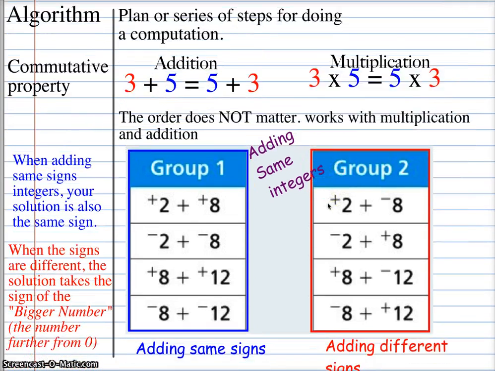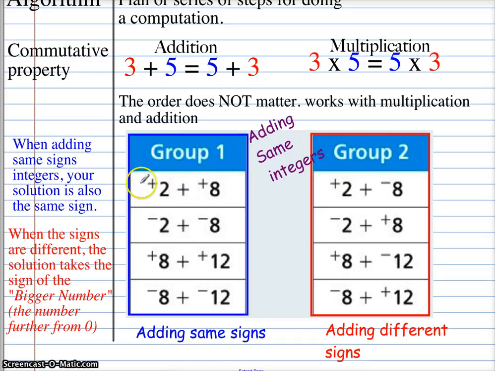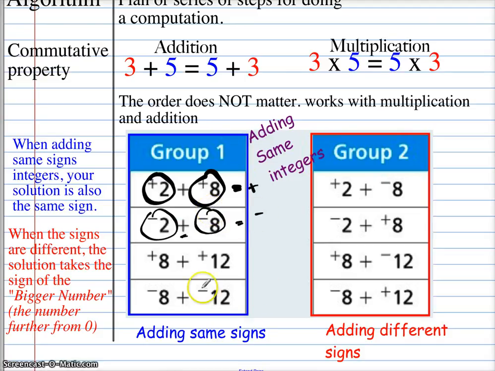When adding integers of the same sign, for example, positive 2 and positive 8, your answer, whatever it might be, will be a positive number. Negative plus a negative, your answer should be negative. Positive and positive, your answer is positive. Negative and negative, your answer is negative.